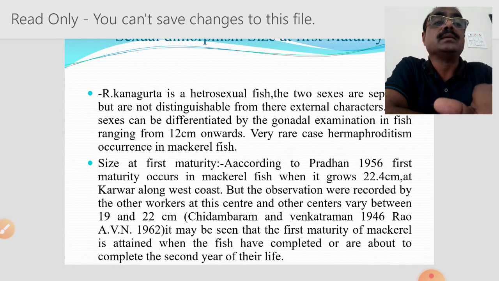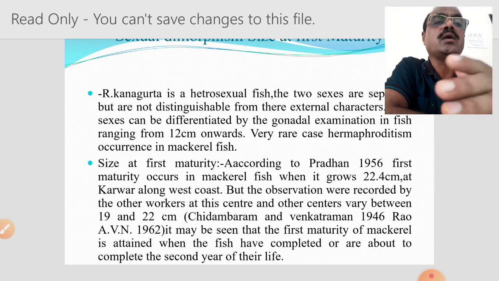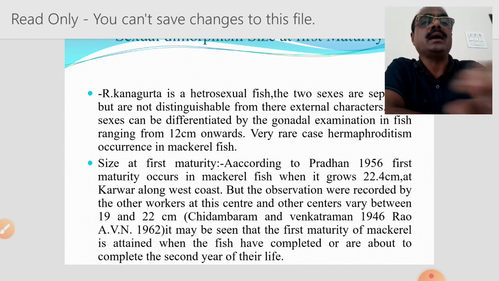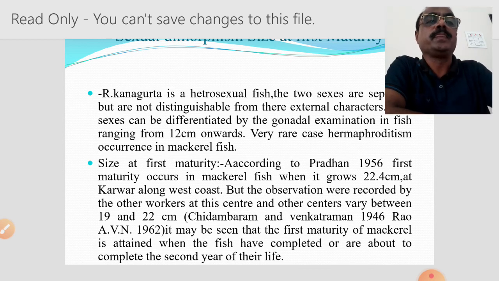Then the first maturity. Generally, the mackerel fish attains first maturity by the end of the second year, just when the fish grows to 22 centimeters or thereabouts. By the end of the second year, it attains the first maturity.